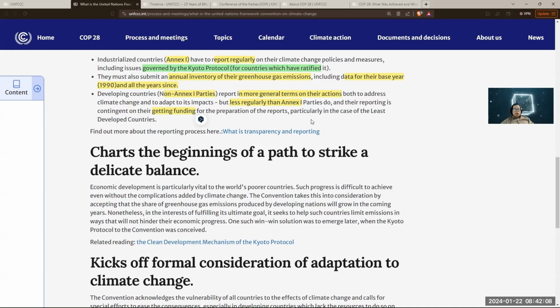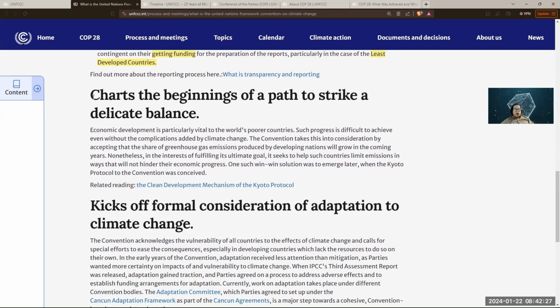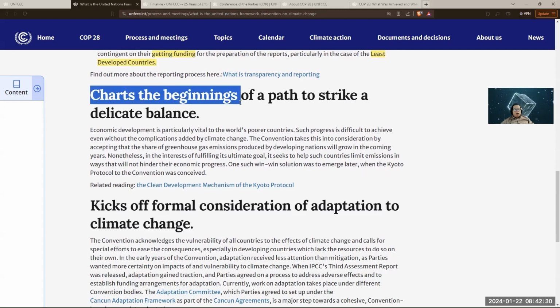Okay. Case of a least developed country. Well, we don't want to say it, but we all know that there are some countries that are really, really on the bottom and need to have higher support. Okay, chart in the beginning, the path.